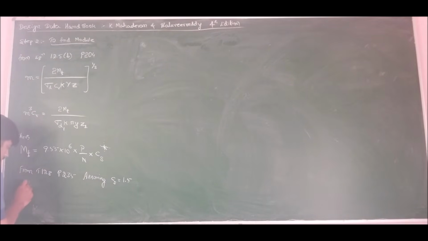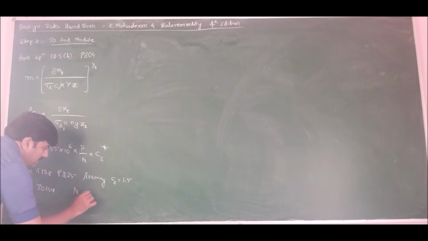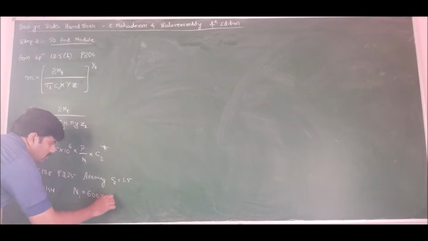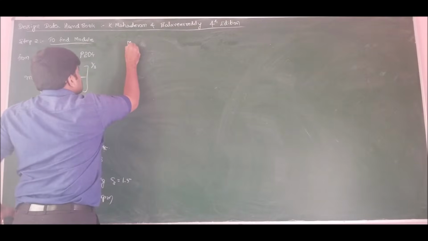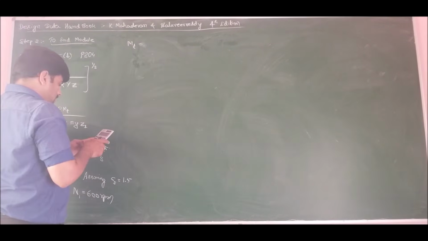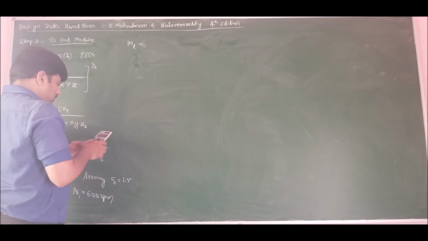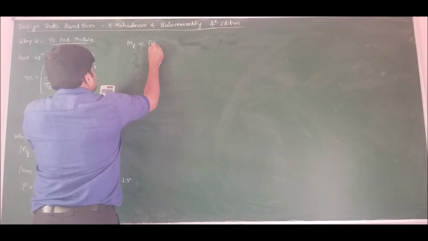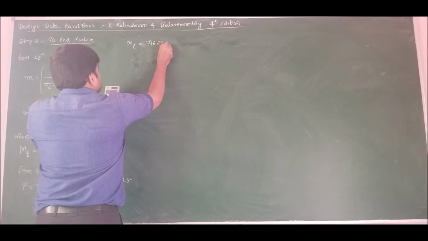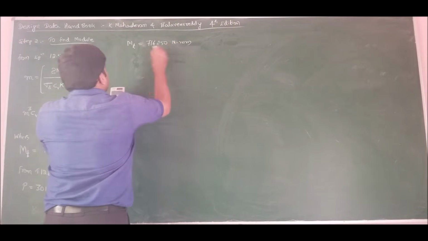P is given in the data, so P is 30 kilowatts, and N is what we are designing for, the pinion. N1 is 600 RPM. Substituting into this equation, I will get MT as 9.55 into 10 to the power of 6 into P in kilowatts, 30, divided by RPM, 600, and service factor 1.5. If I substitute, I will get MT as 716,250 Newton millimeters.